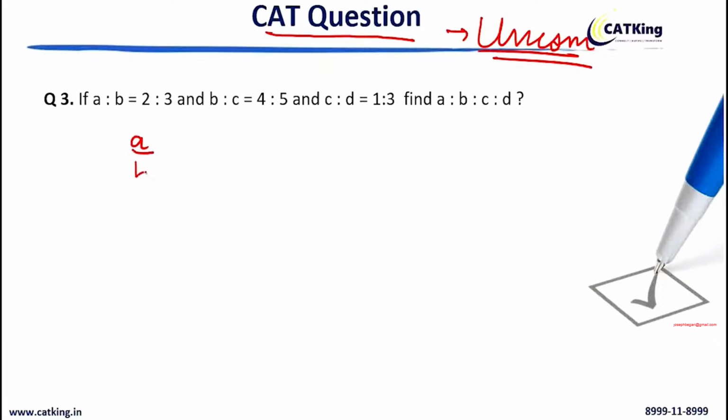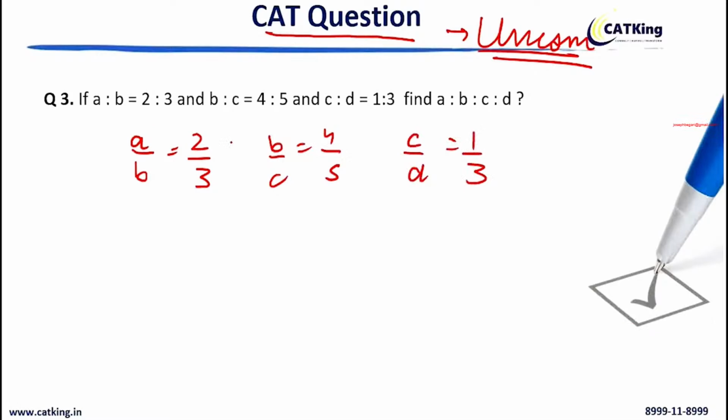What is the conventional way? That A by B is what? 2:3. B by C is what? 4:5. C by D is what? 1:3. So you have to make it such that there is an LCM, correct? Because B is 3 here and B is 4 here, I have to make it the LCM of 3 and 4, which is 12. So multiply this by 4, this becomes 12. Multiply this by 3, this becomes 12.